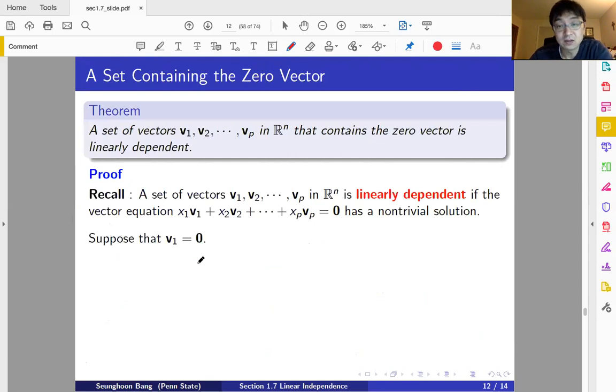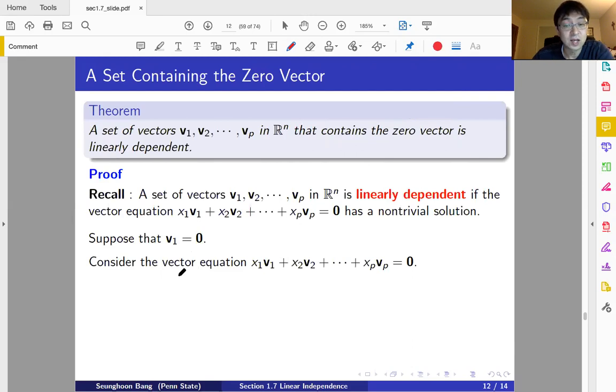Suppose that v1 equals 0, because this is our assumption that the set contains the zero vector. The zero vector is v1. Consider the vector equation x1 v1 + x2 v2 + ... + xp vp equals 0. What is a possible solution? One possible solution is here. This v1 is always the zero vector, right? This is always the zero vector.